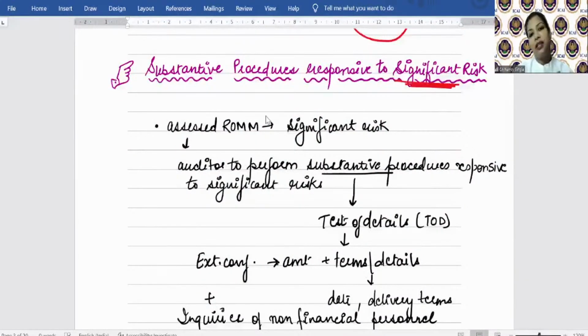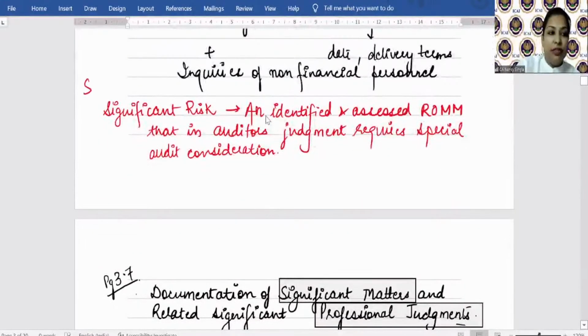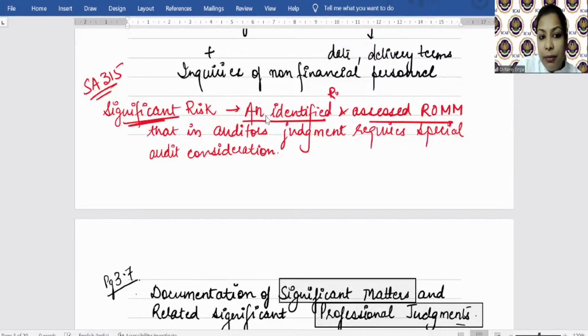अब significant risk क्या होता है? तो student, significant risk is defined in SA 315. It says that significant risk is an identified and assessed risk of material misstatement. मतलब क्या? It is a result of audit procedures performed in SA... Quickly tell me. अब ये SA number correct आना चाहिए. Identified and assessed risk of material misstatement. It is the outcome of audit procedure under what SA?